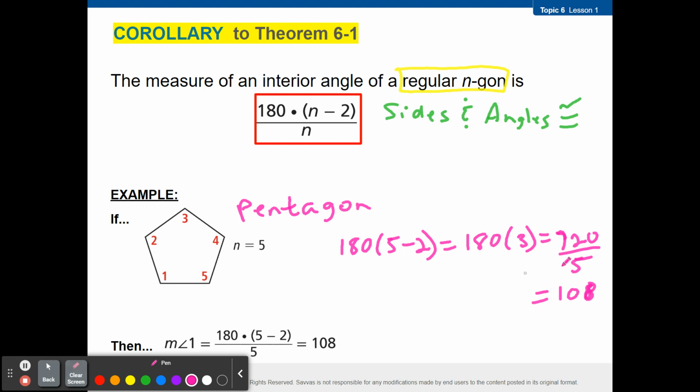Oh, did I make a mistake? Is it not 720? Whoops. 540, thank you. Thought I made a mistake. That's better. Okay.